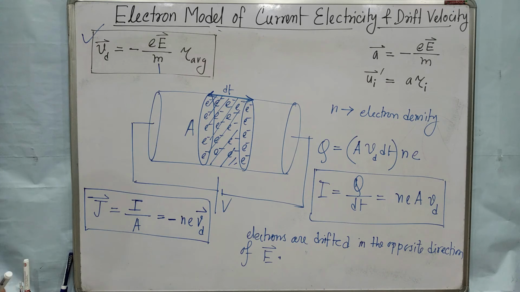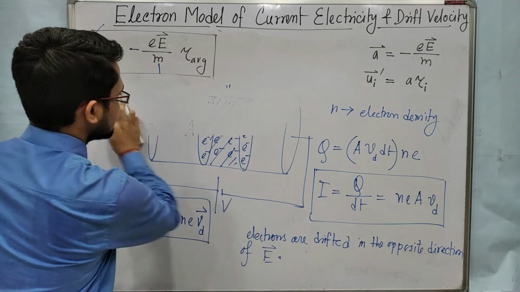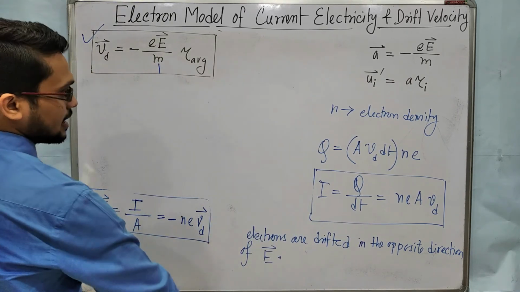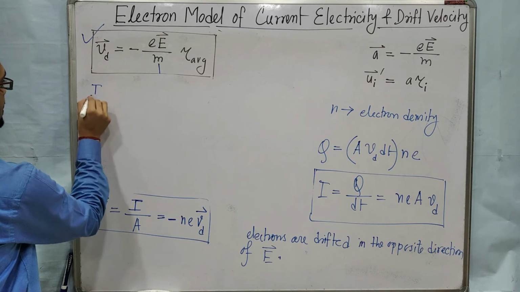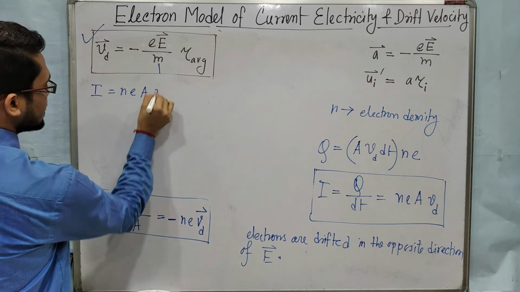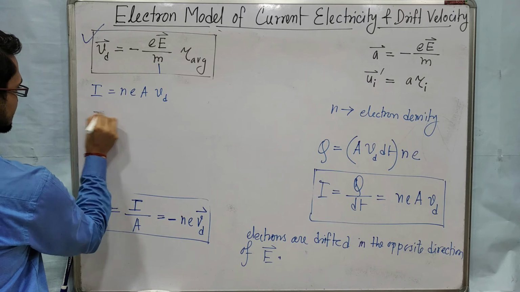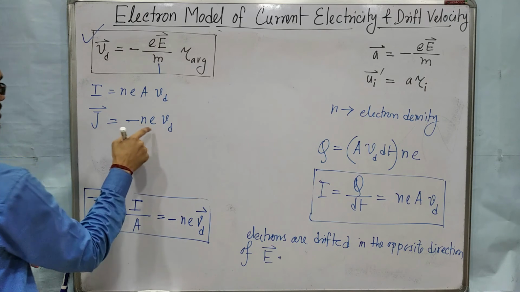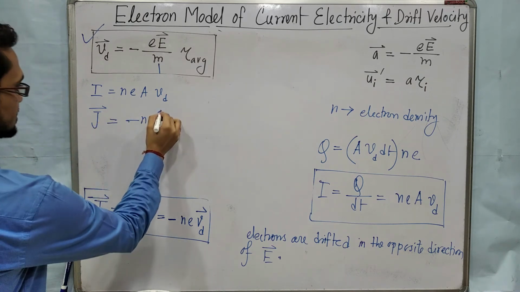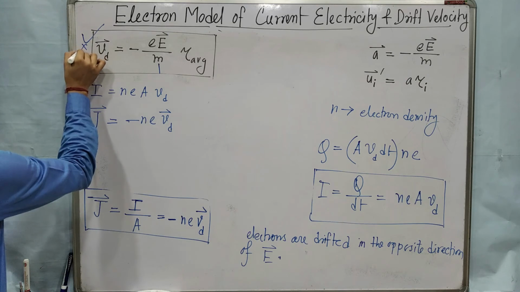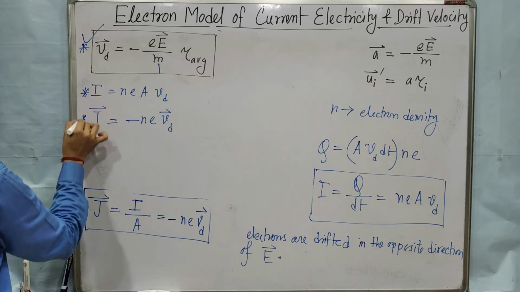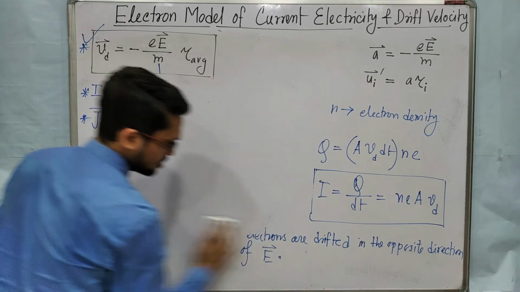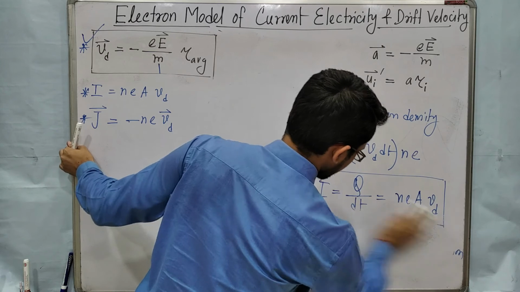So now I am writing these equations at the top. This is the first equation, Vd, second equation I equal to neA Vd, and another equation J equal to minus n e Vd. If we consider the electrons, then we have to put the minus sign and the vector sign. So this is the first equation, second equation, third equation. These three equations are very important, and the derivations are also very important.